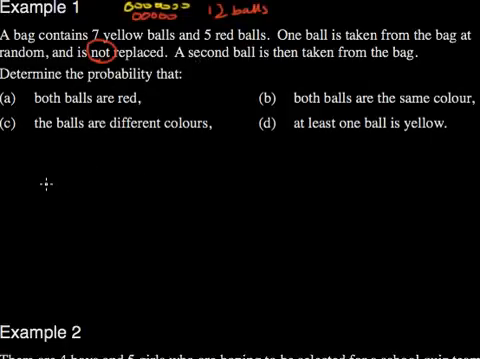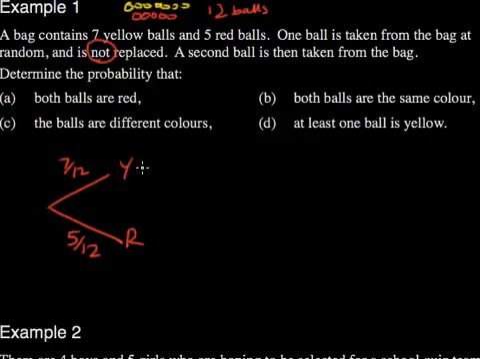Well, if we have a look at this as a tree diagram, we've got the first ball you could choose are yellow, or you could have the first one to be red. If it was yellow, it would be 7 out of 12. If it was red, that would be 5 out of 12 as a probability.